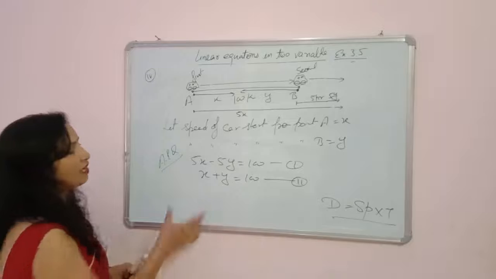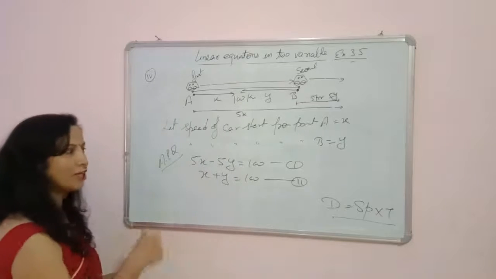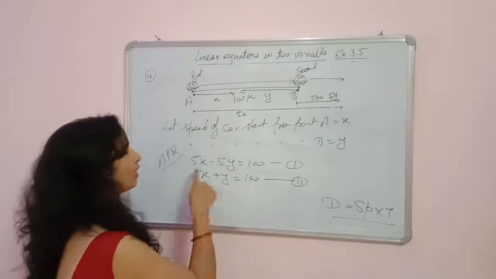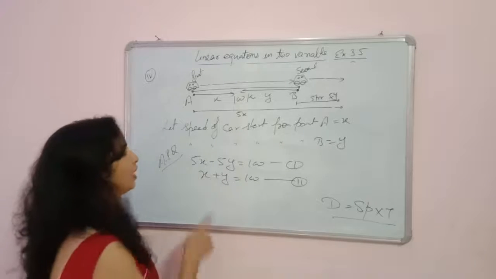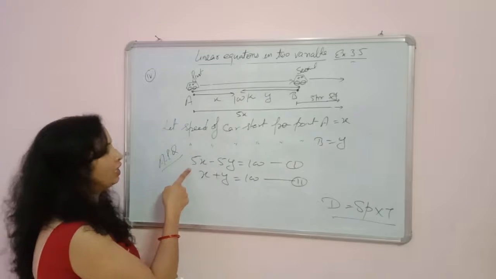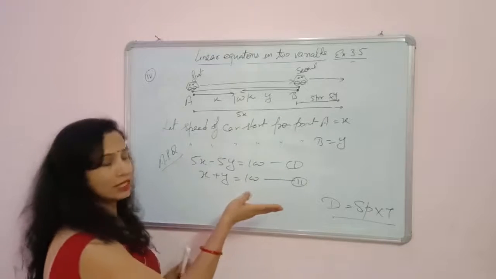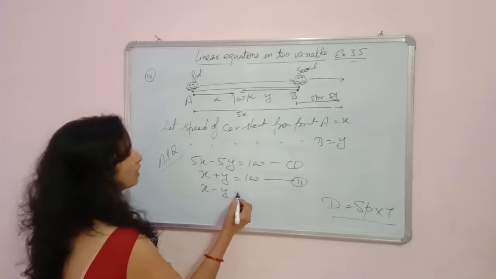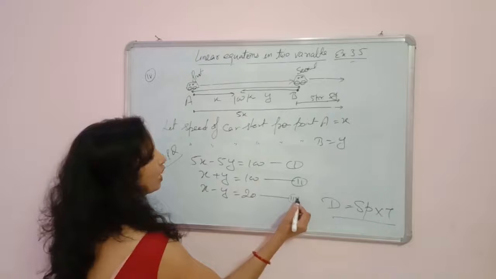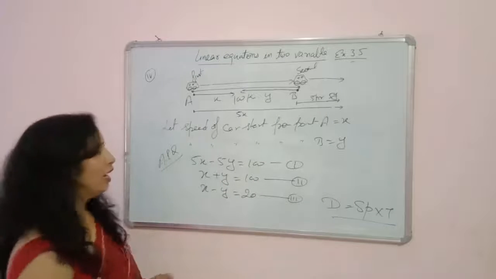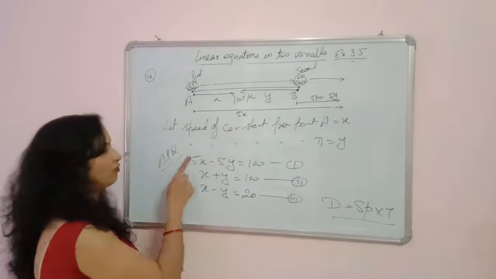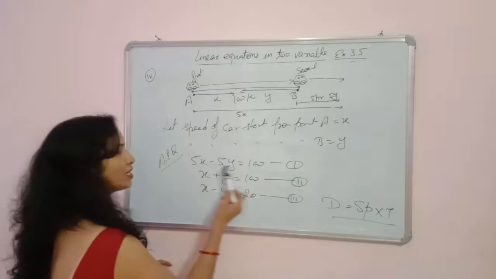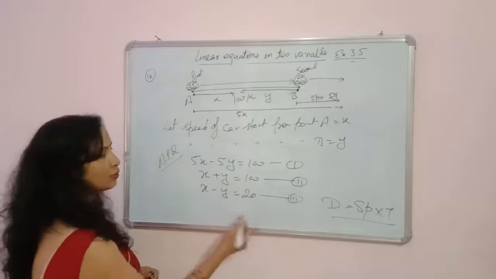And again, we can simplify equation 1 by dividing it by 5, because all the values are divisible by 5. So we can divide equation 1 by 5, or we can say, if we take 5 as common here and bring this 5 to the division of 100, we will get x minus y is equal to 20. So we have two methods to simplify the equation. Either we can take 5 as common, or cancel it with 5. Second, we can divide this equation by 5. So these are the two equations now.